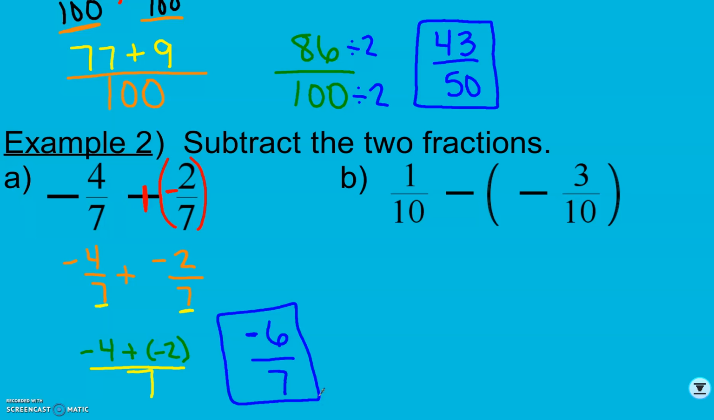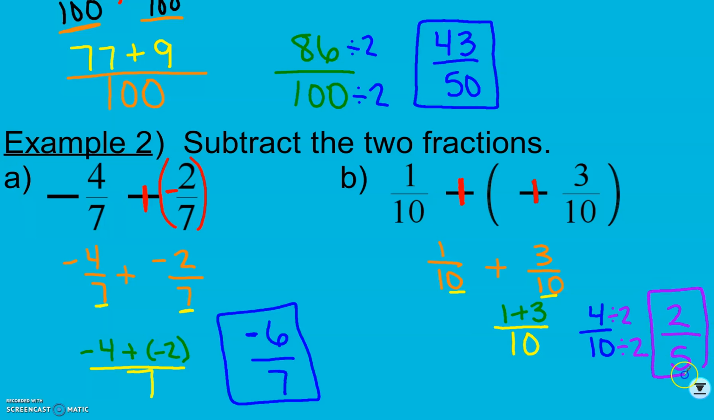In B, again we have subtraction, so I'm going to change to adding the opposite. So what I really have here is 1/10 plus 3/10. I have a common denominator, so I keep my denominator here and perform the operations on my numerator. 1 plus 3. This is going to give me 4 over 10. We check for a greatest common factor here. I can take a 2 out of each. So I get 2 over 5 in simplified form.